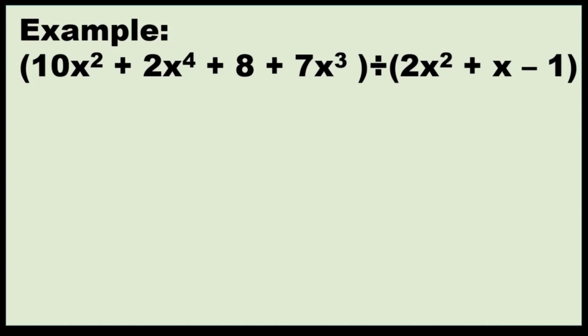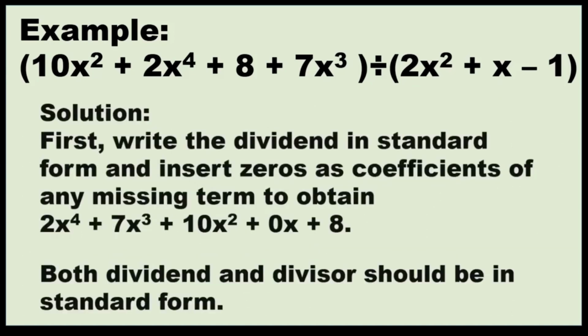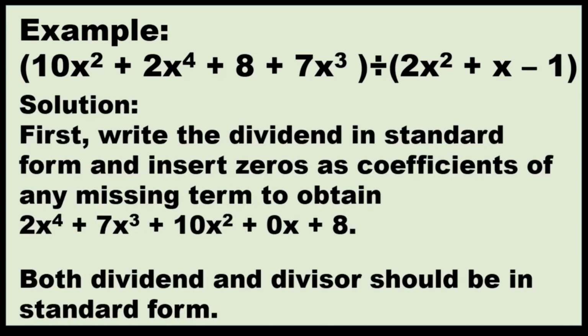Divide 10x squared plus 2x raised to 4 plus 8 plus 7x cubed by 2x squared plus x minus 1. So this is the solution. First, we're going to write the dividend in standard form and insert zeros as coefficients of any missing term to obtain 2x raised to 4, 7x cubed plus 10x squared plus 0x plus 8.